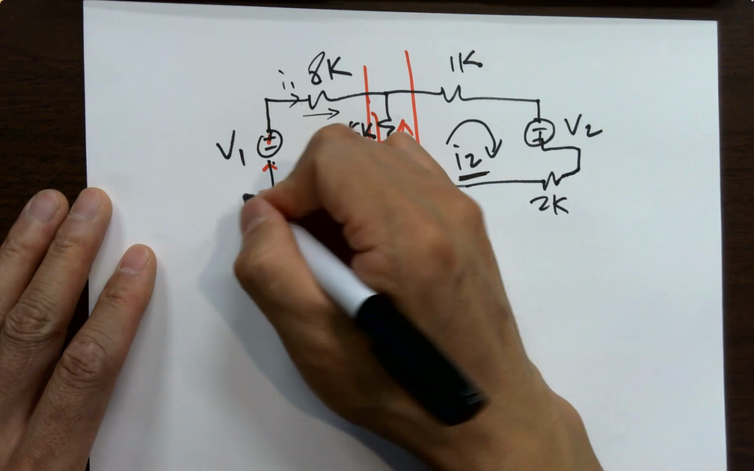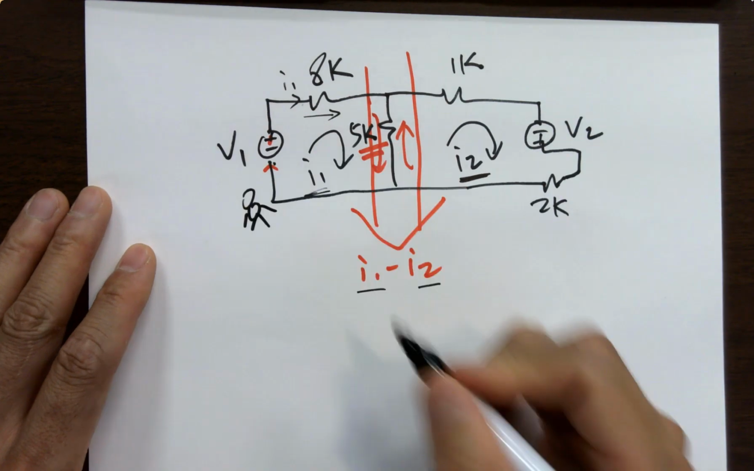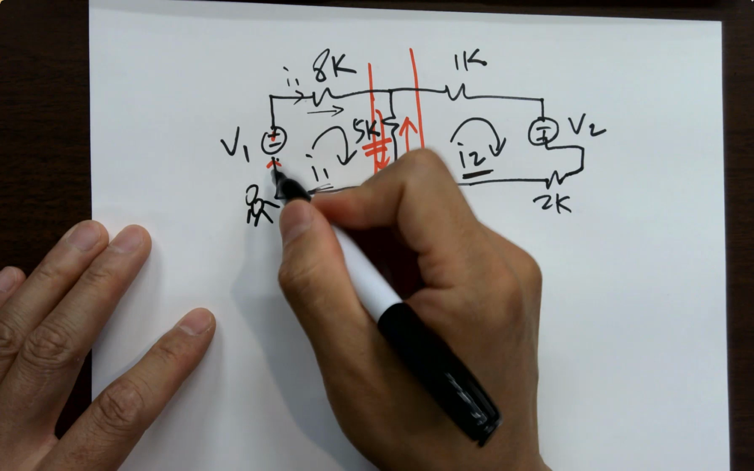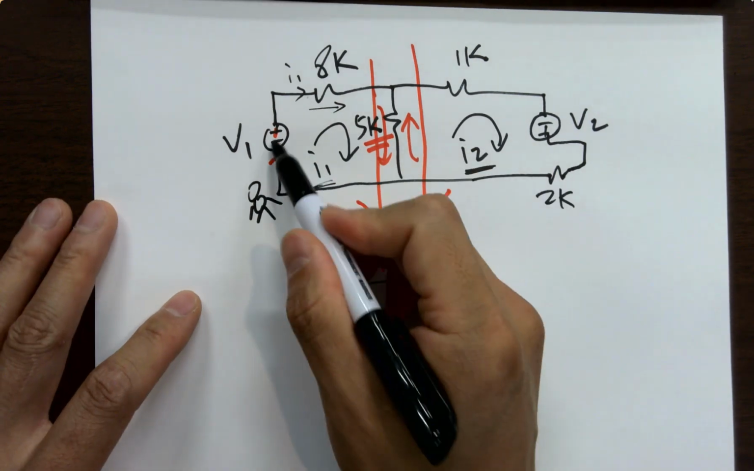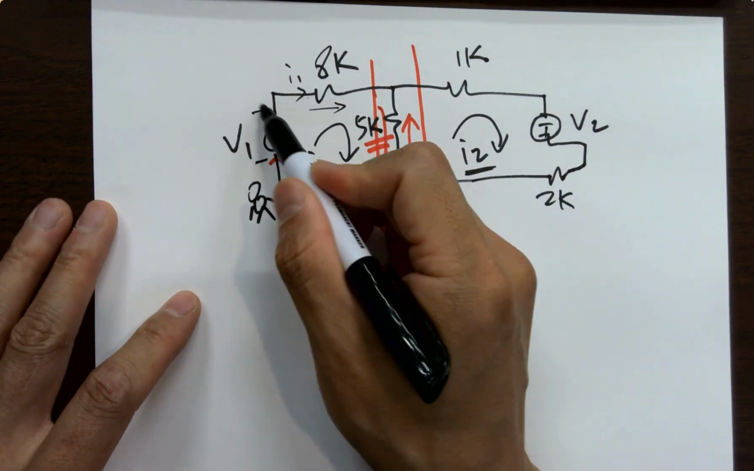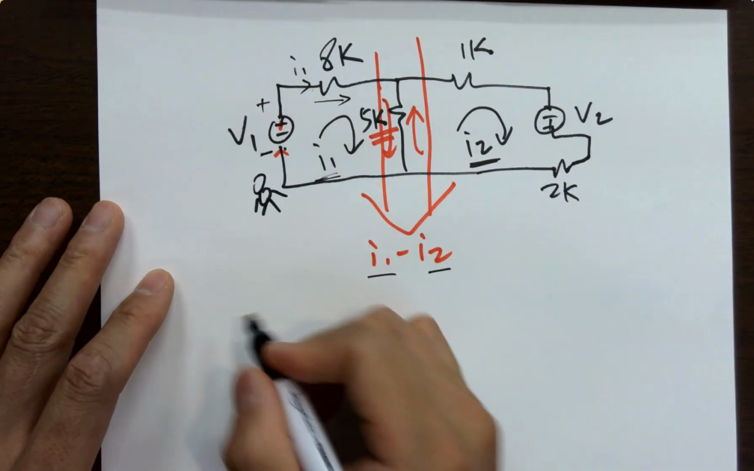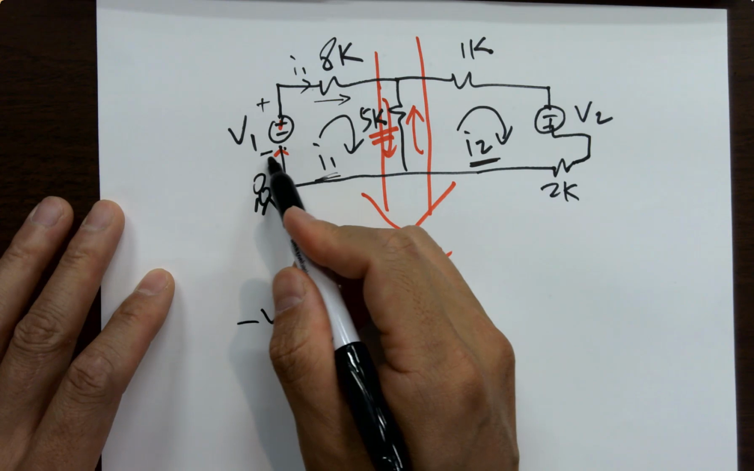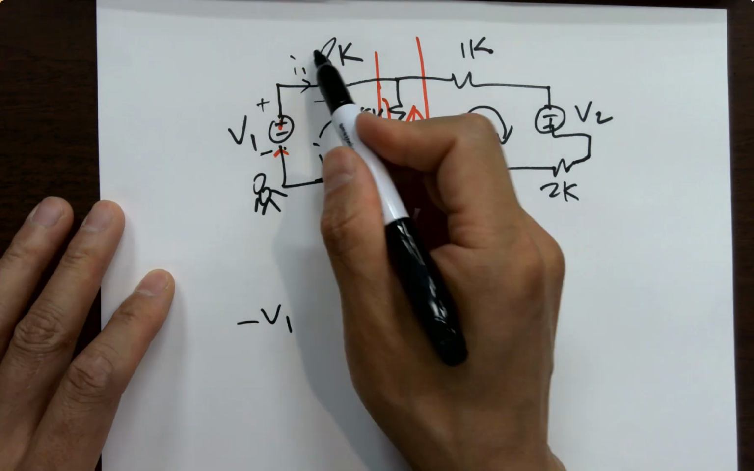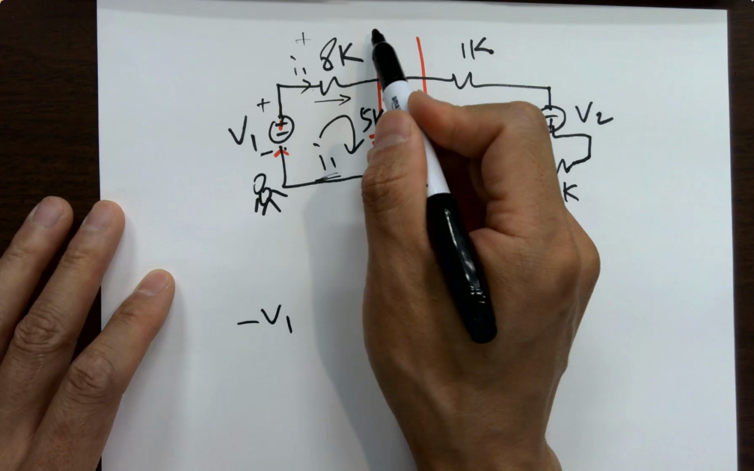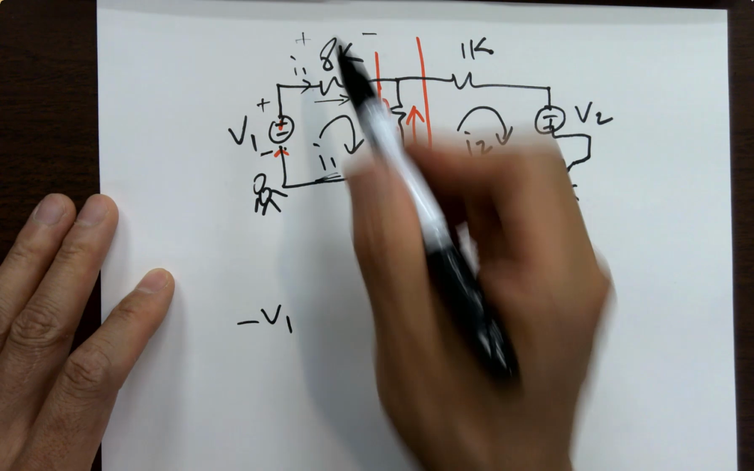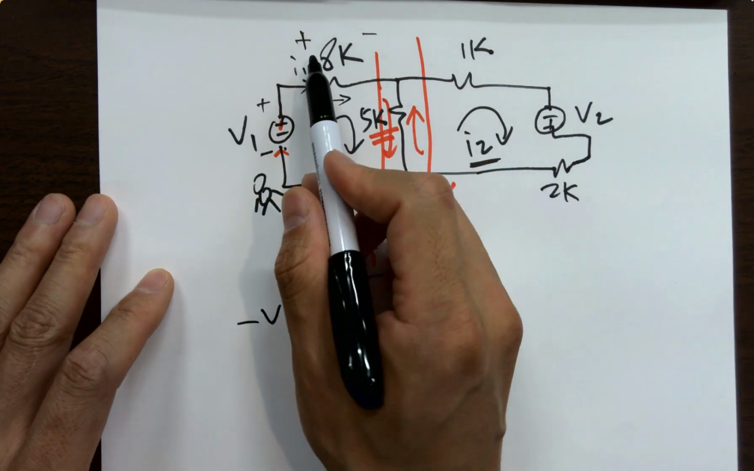Okay? Now let's start from here. KVL. Start traveling from the bottom left. Okay? So what's the first voltage you see? If it's a minus, you put a minus sign in front of the voltage. What's the first one you'll see? Minus V1, right? Keep traveling. What is this one? I1 flowing from left to right. Okay? So it's causing a voltage drop from left to right.